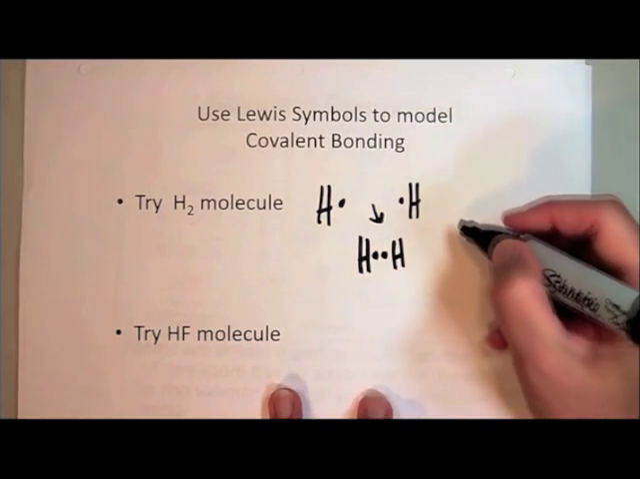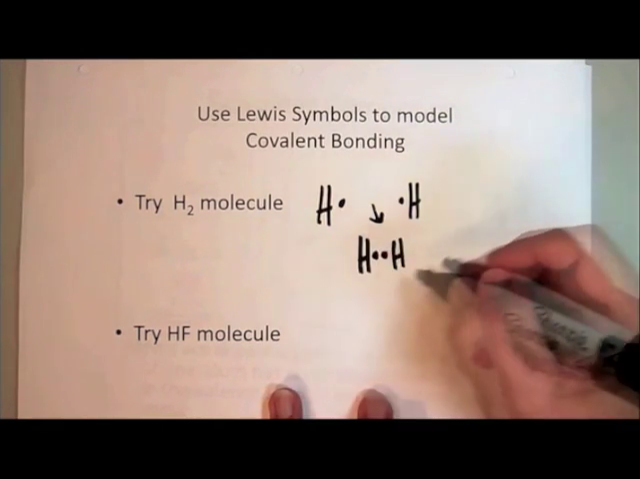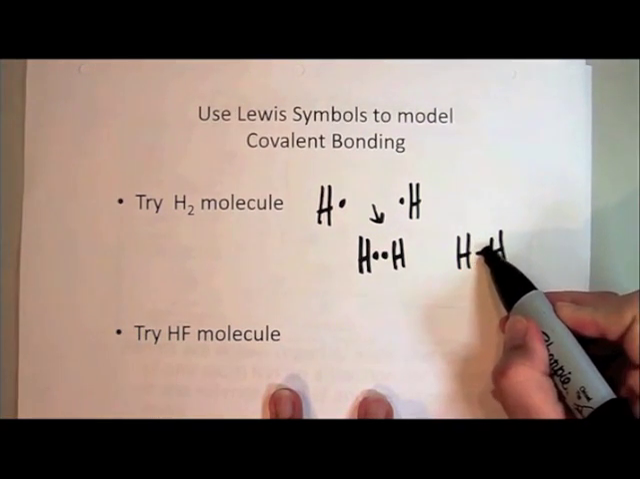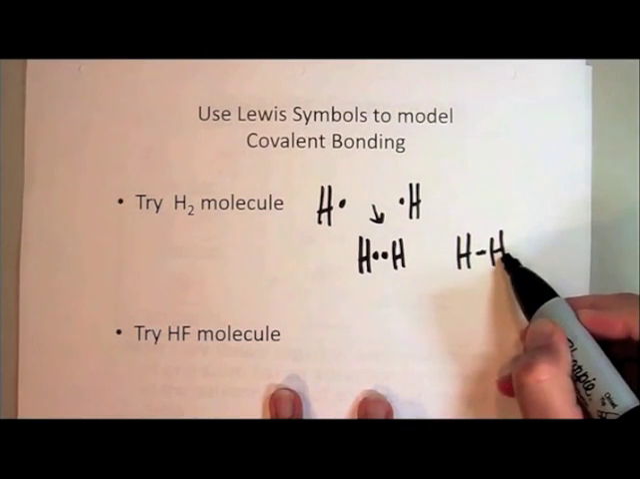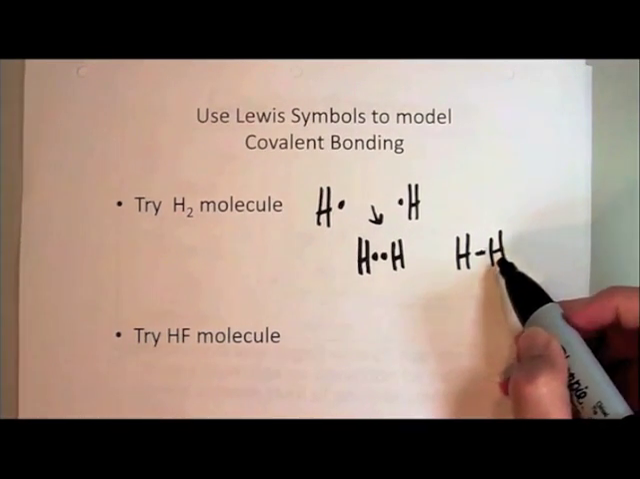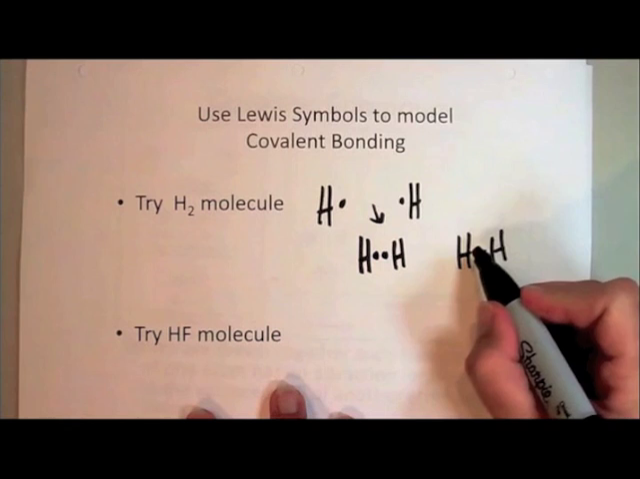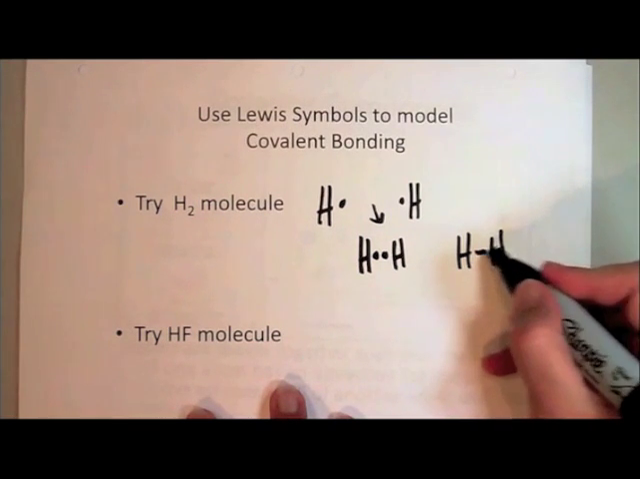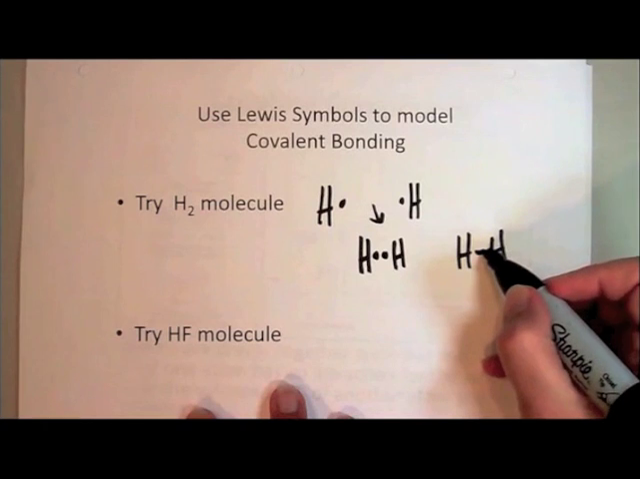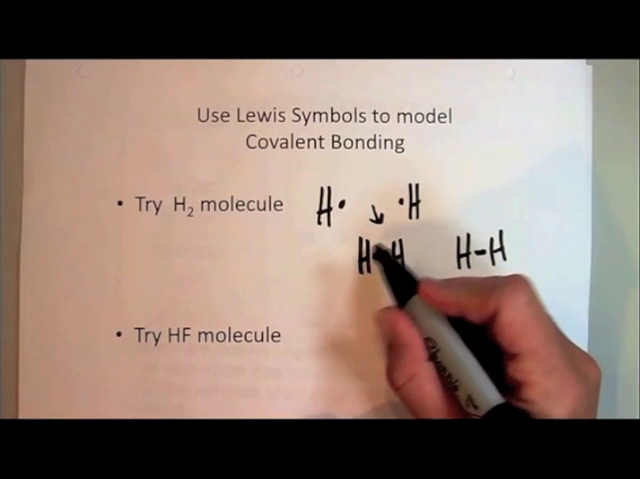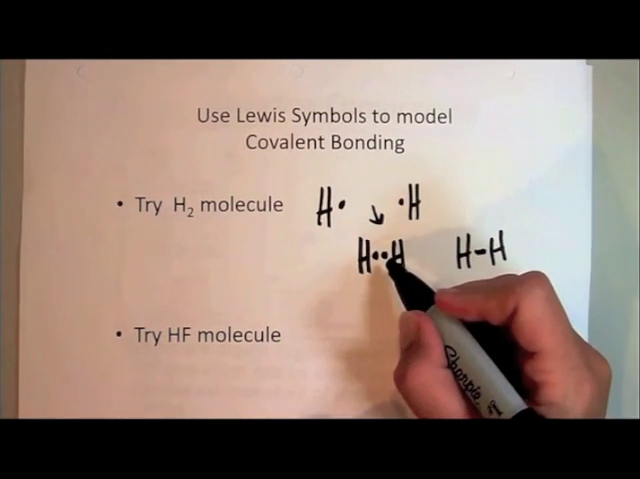All right. And another way to draw this is like this. We use these little dashes between elemental symbols to indicate a shared pair of electrons. It's very important to know that this little dash means something. It's a chemical bond, a particular type of chemical bond. It's a covalent bond indicating a shared pair of electrons.